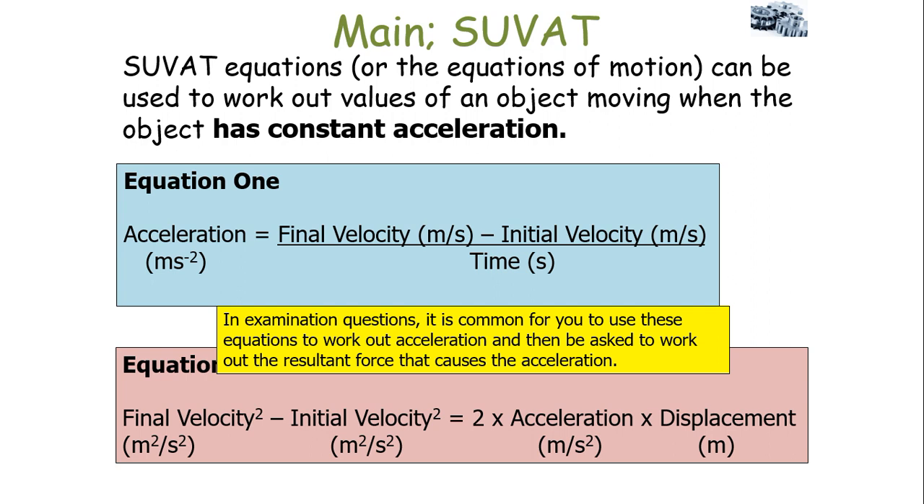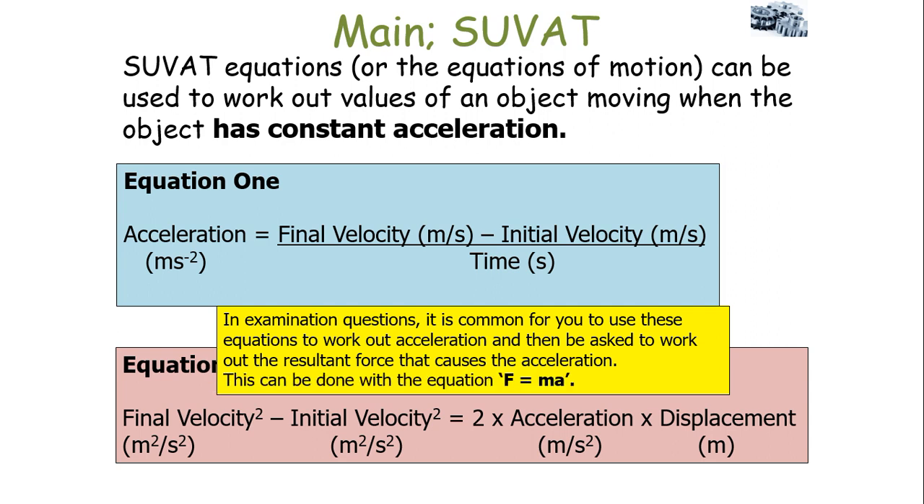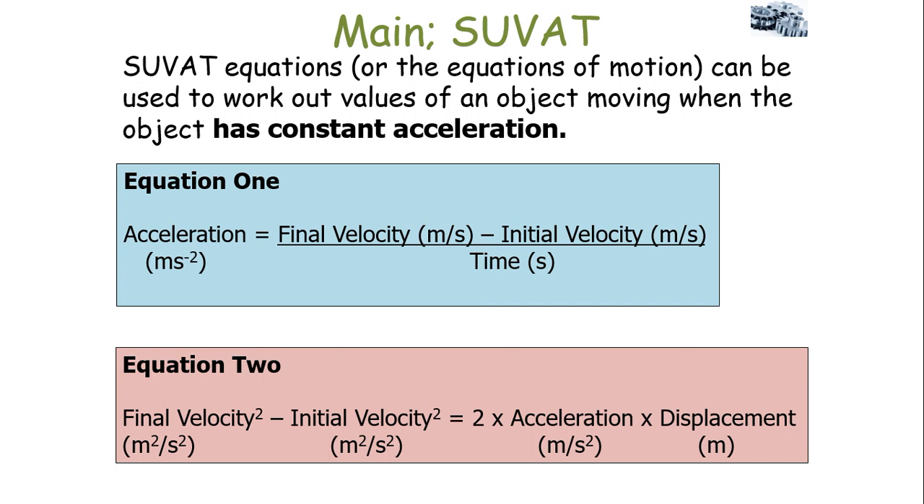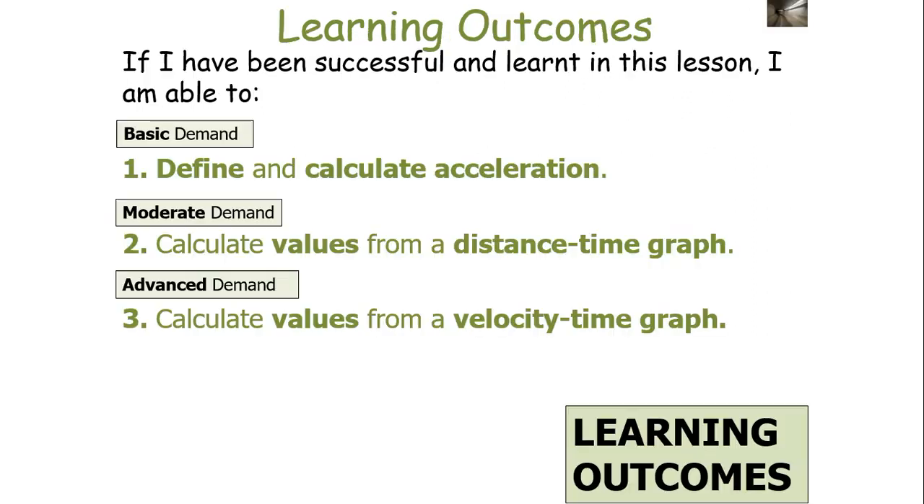Now, in examination questions, it's common for you to use these equations to work out an acceleration and then be asked to work out the resultant force that causes this particular acceleration. So in these types of questions, you would use either of these equations, depending on what terms you were given in your question, to work out the acceleration. You can then work out the resultant force by using the equation from Newton's second law of motion, F equals ma, resultant force equals mass times acceleration. So to find out your resultant force, you multiply your acceleration by the mass of the object accelerating. So those are the SUVAT equations.